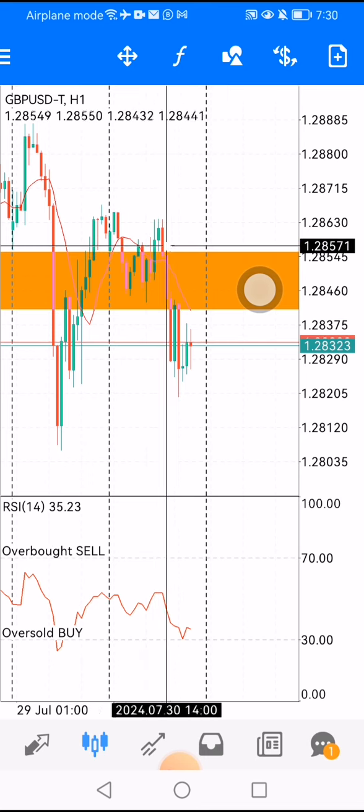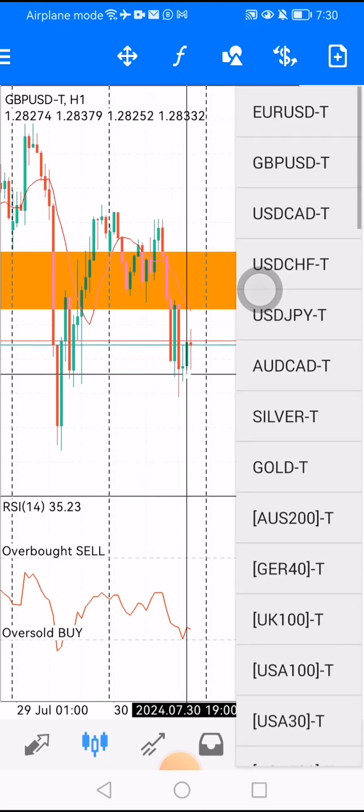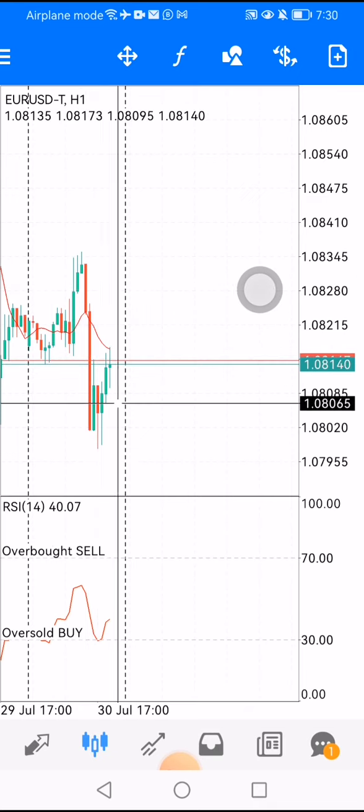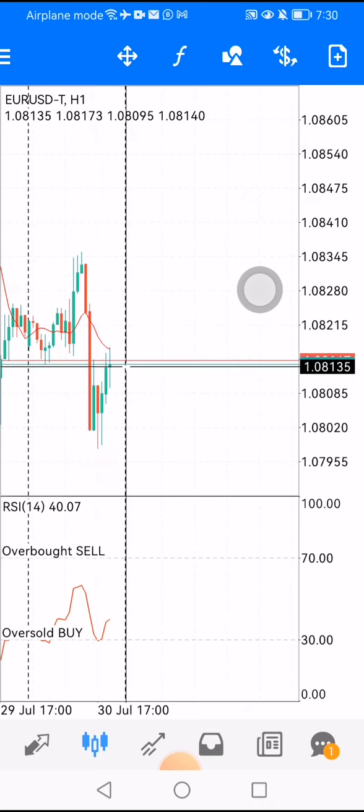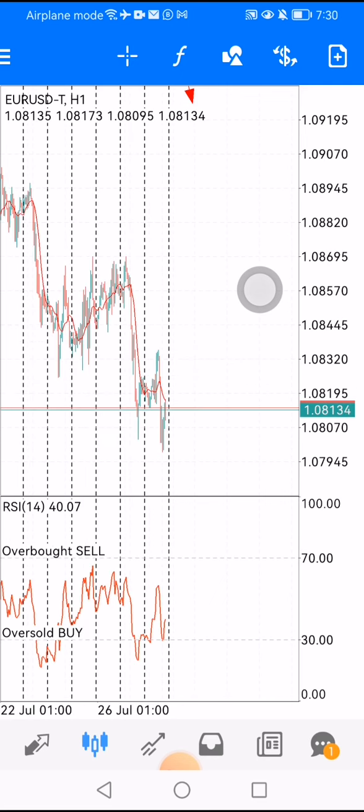For so many hours today, from around 1 or 2, price on GBP USD was selling. If you go to EUR USD, same, it was also selling. Only now there is a pullback. Obviously, they will move differently at different times, but the direction is always the same, right?